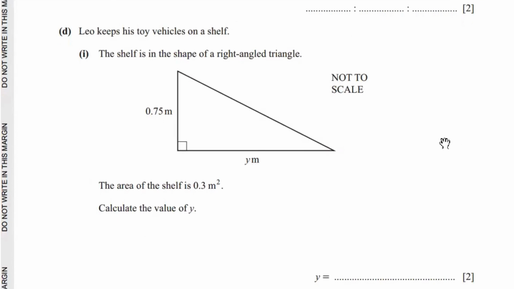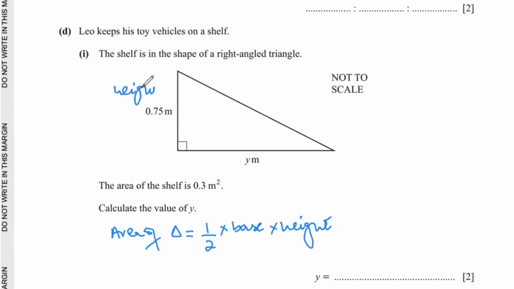Part D says Leo keeps his toy vehicles on a shelf. The shelf is in the shape of a right angle triangle. The area of the shelf is 0.3 meters squared. Find the value of y. For the area of a triangle, the formula is 1 over 2 times the base times height. The height is always the perpendicular height, not the slant height. This is your height in this case, and this is your base.